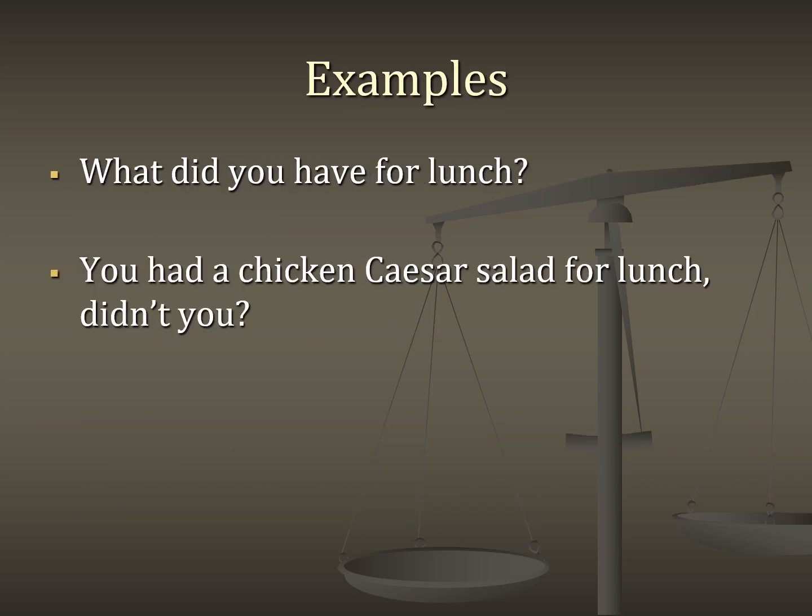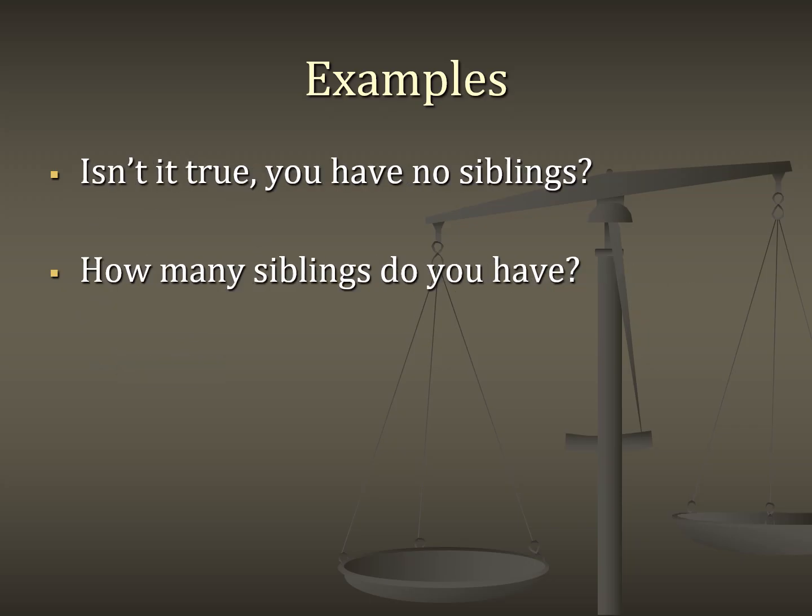For example, what did you have for lunch? Or did you have a chicken Caesar salad for lunch? Didn't you? The first one is not leading. It is an open-ended question. The person could answer, yes, I had lunch, or no, I didn't have lunch. It's yes or no, but it's not asking for just a yes or no. The second one is leading. It's getting to the actual type of meal.